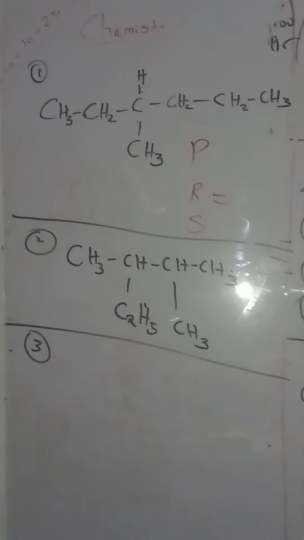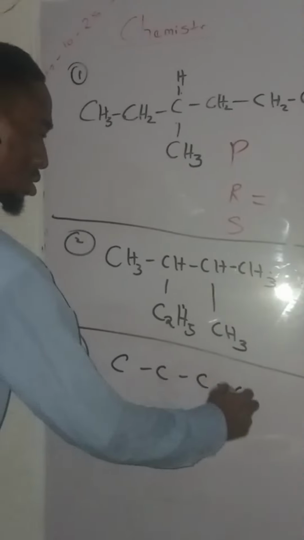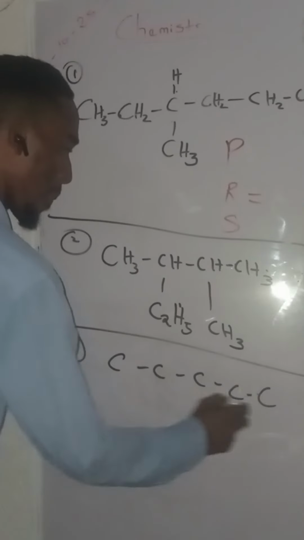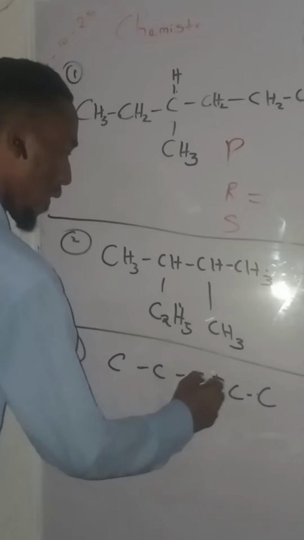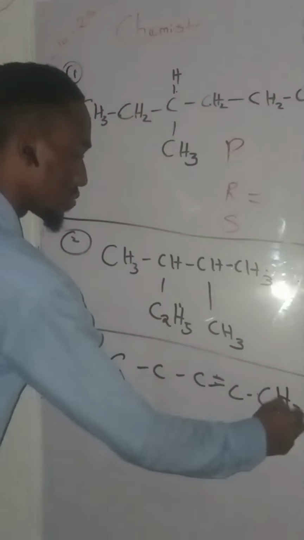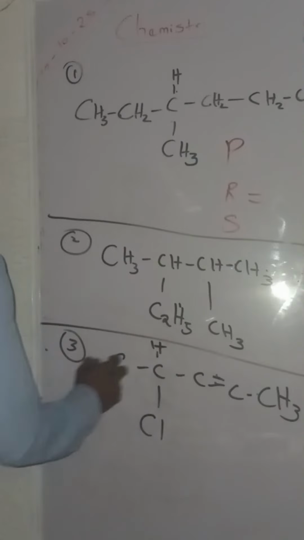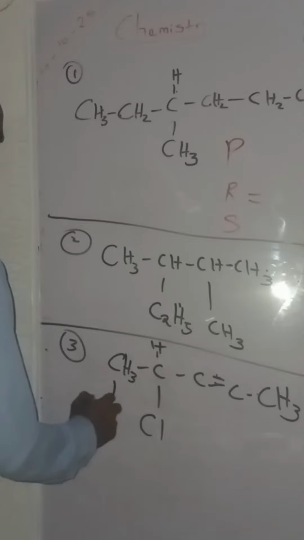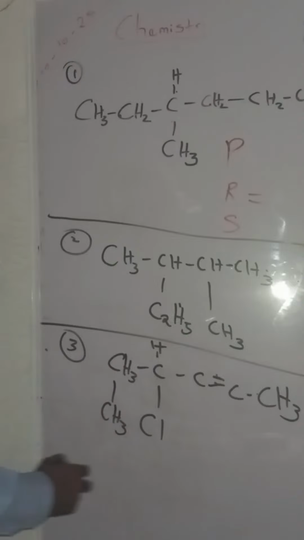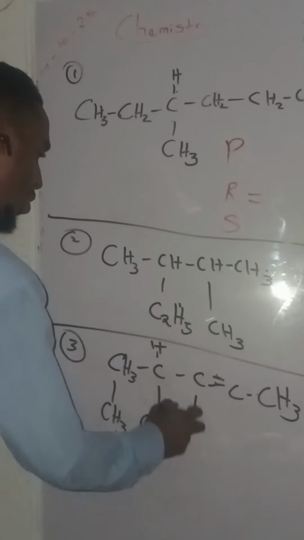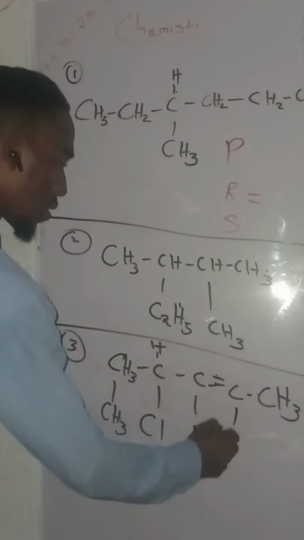So rule number three, which is the strongest rule, always number from the functional group area. So let's do this last one. C, CH3, CL, H, CH3, CH3, H, H. Yeah, about this one.